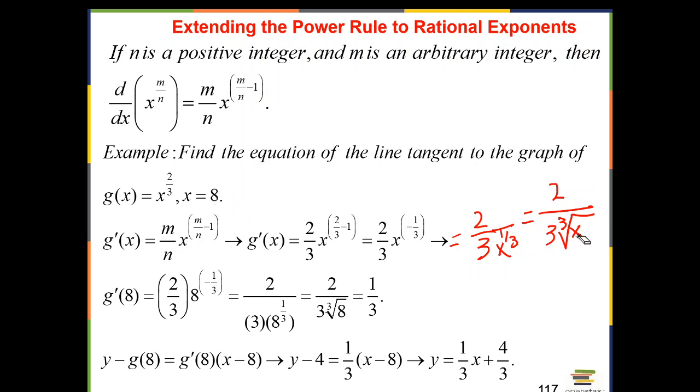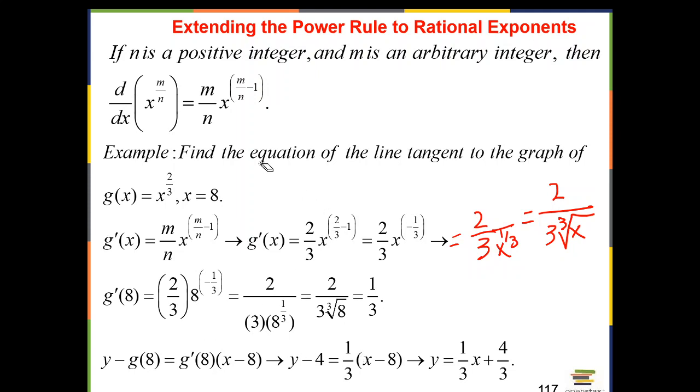Now what's g prime at 8? So we're going to substitute 8 in here. Well, we get 2. 2 times 3 is 6. 2/6 is 1/3. So the slope of the tangent line is going to be 1/3, right? So here you go. This is y minus g of 8 equals g prime of 8 times x minus 8, right? So g prime of 8 is 1/3.